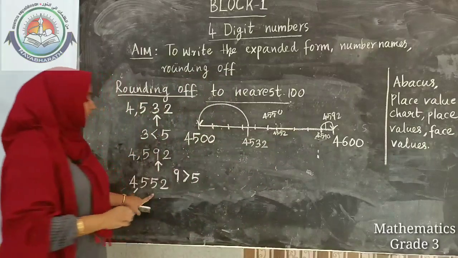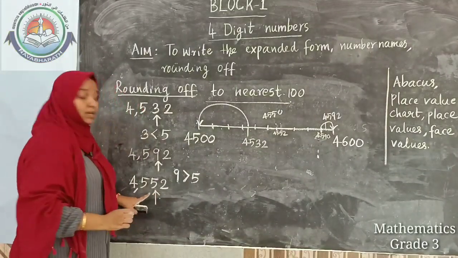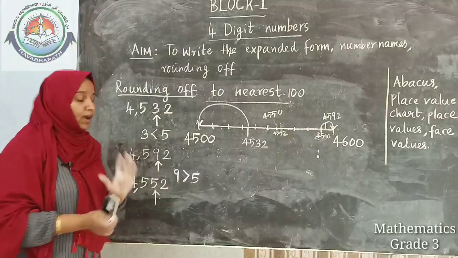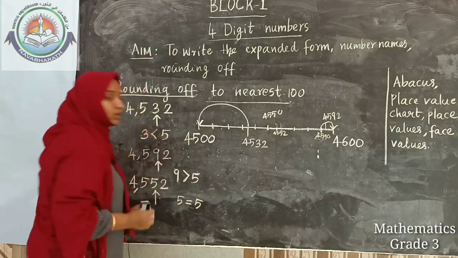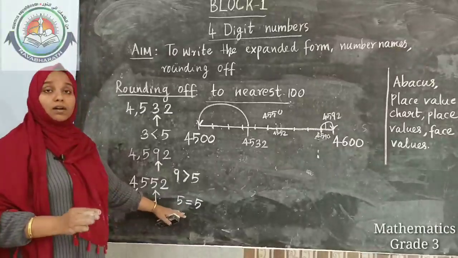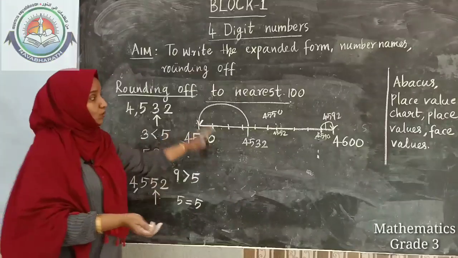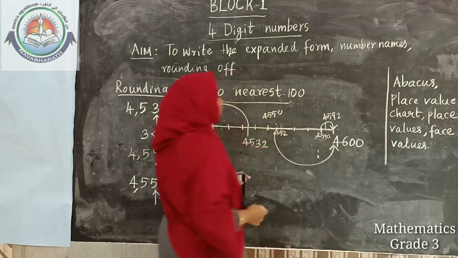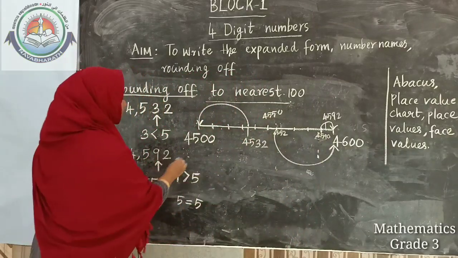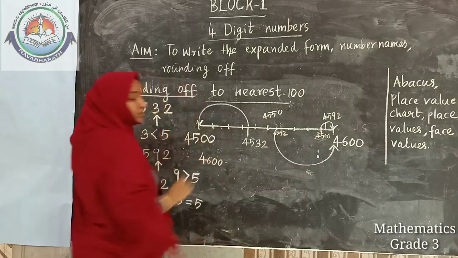Then you look at the number at the tens place. Which is the number? It is 5. 5 is equal to 5. If the number is equal to 5 or greater than 5, it will round off to the next higher hundred. So on rounding this off, we get 4,600. Okay.